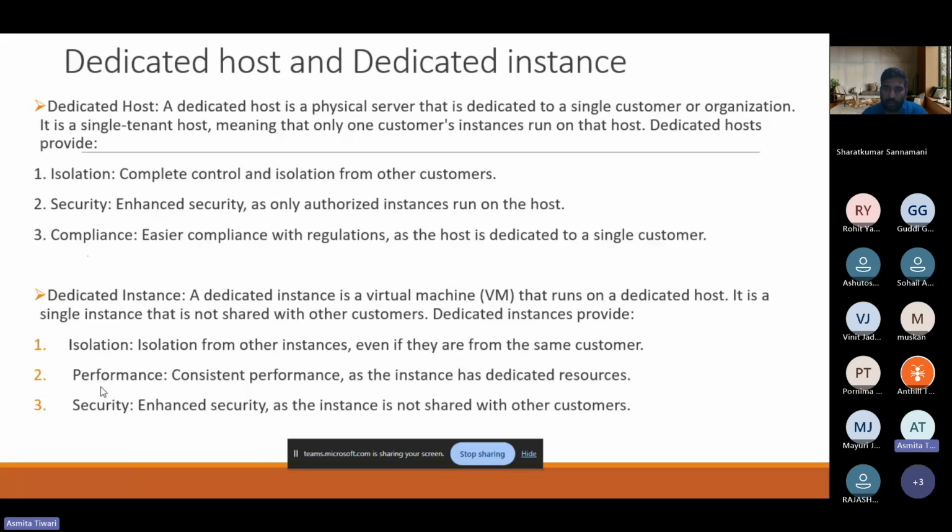A dedicated instance example is like renting a private room in a hotel. It is yours alone, but you don't control the whole building, only the private room you rented.